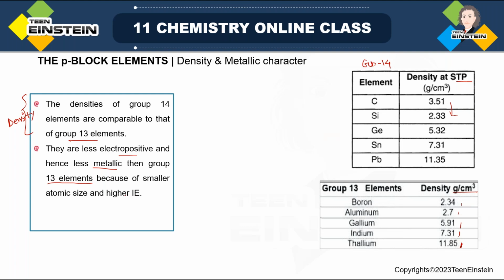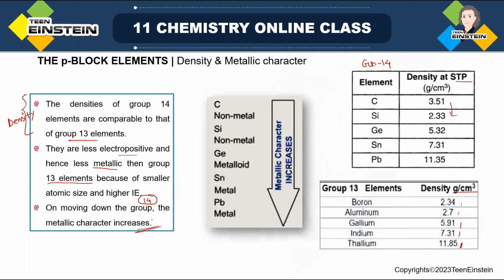So they will be less metallic, less electropositive, right? Because their sizes are small, ionization energy is high. So less metallic character, less electropositive. And when we are moving down the group, which group? Now we are talking about group 14. When you are moving down group 14, metallic character increases, and that is again according to our expectation.